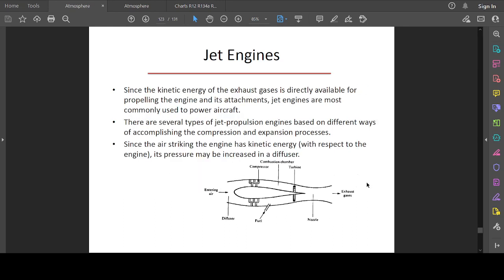Since the kinetic energy of the exhaust gases is directly available for propelling the engine and its attachments, jet engines are most commonly used to power aircraft. There are several types of jet propulsion engines based on different ways of accomplishing the compression and the expansion. Compression here, and the expansion at this stage. Since the air striking the engine has kinetic energy with respect to the engine, its pressure may be increased in the diffuser.